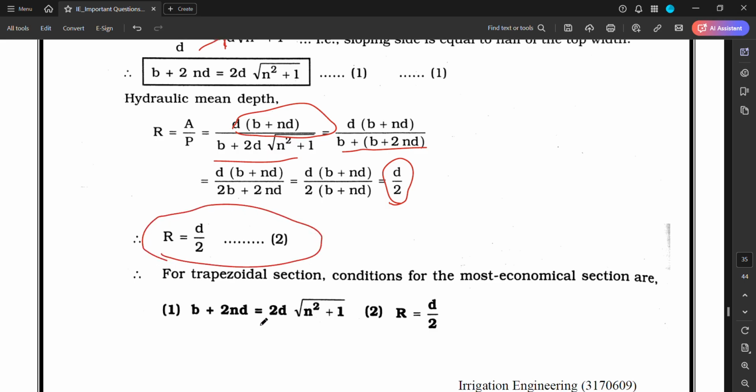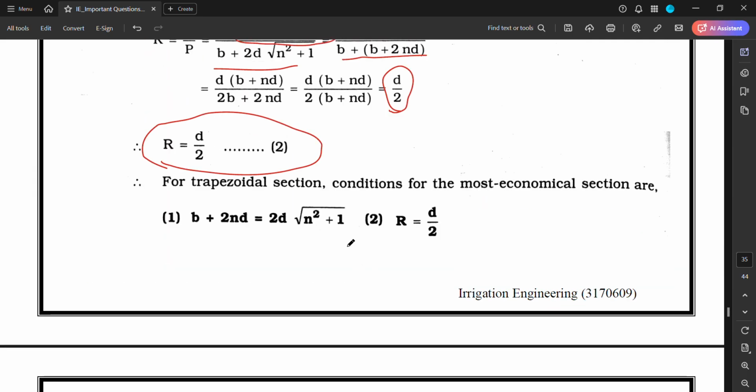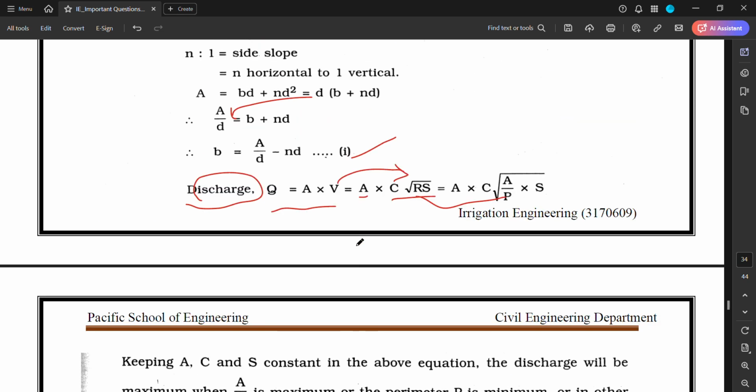For trapezoidal section, the conditions for the most economical section are: first, B plus 2nD is equal to 2D under root n square plus 1, and second, R is equal to D by 2. So these are the conditions for the most economical cross section of the channel.